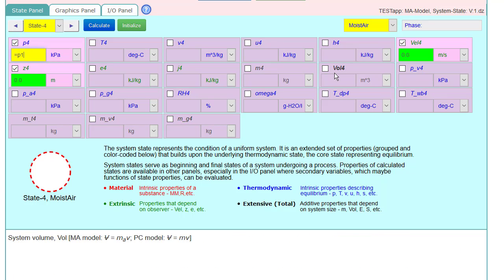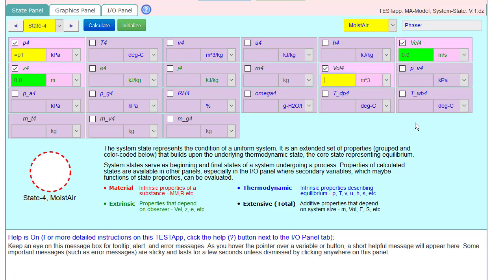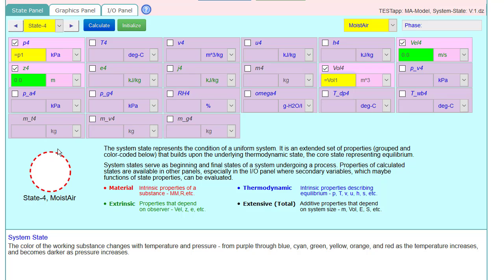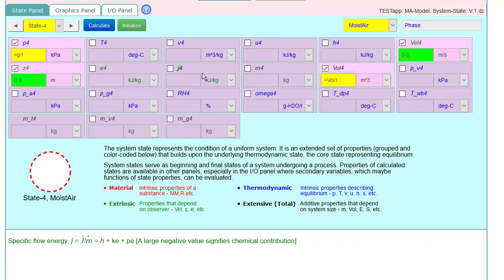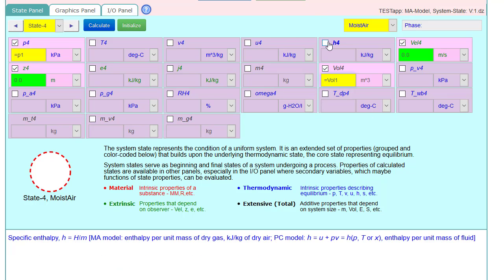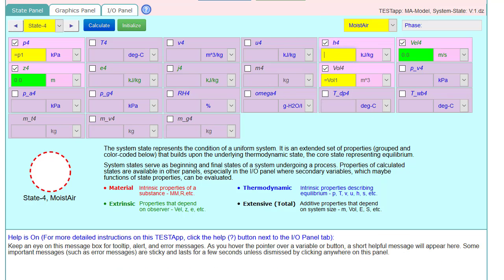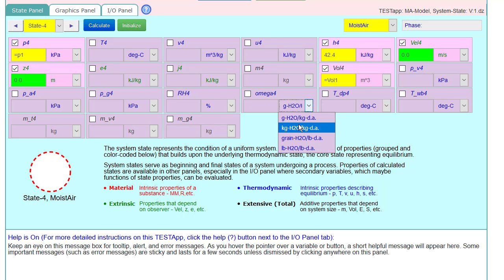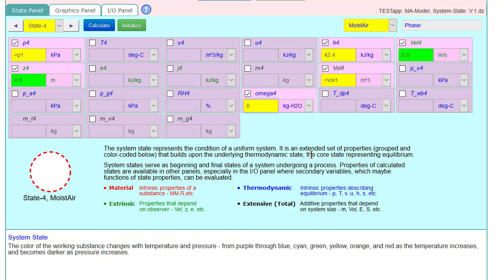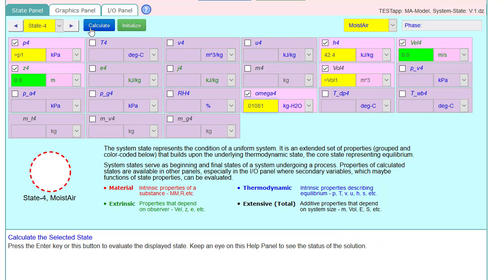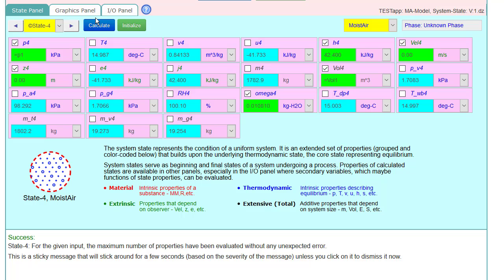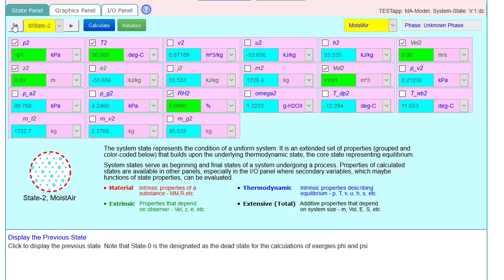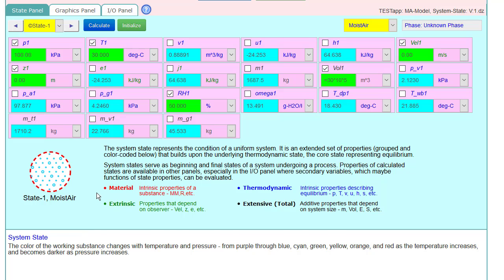Equals P1. Also could do equals P2, equals P3. It doesn't matter since they all equal the same thing. Now we're given that the specific enthalpy for this one is 42.4 kilojoules per kilogram. And the omega was given in kilograms H2O per kilograms dry air, 0.01081. That was given. Alright, calculate.